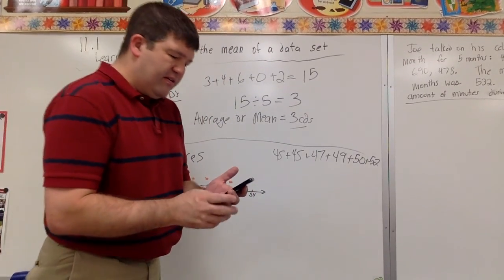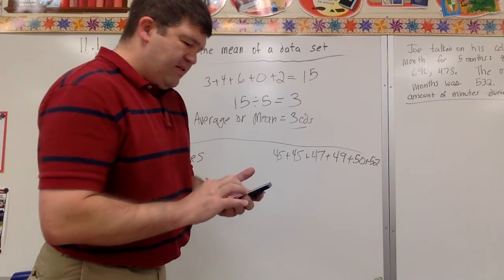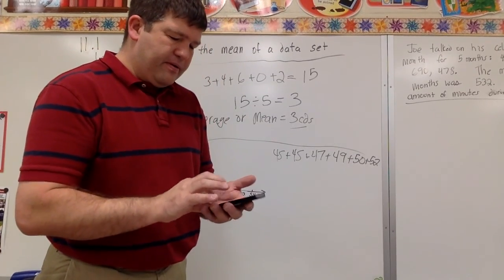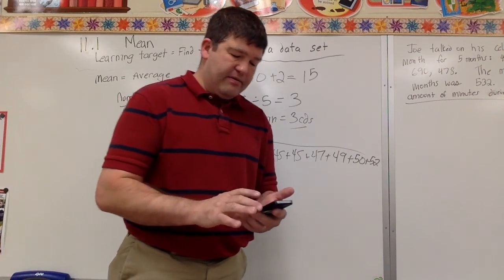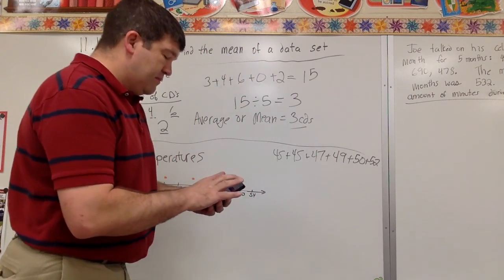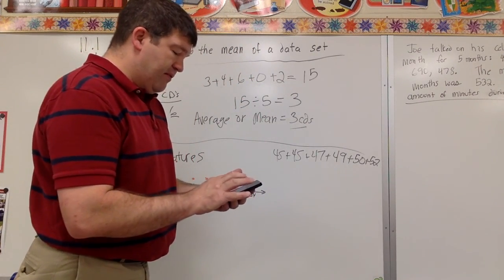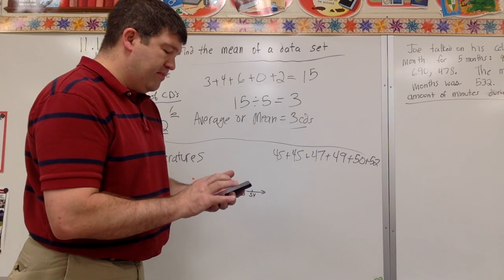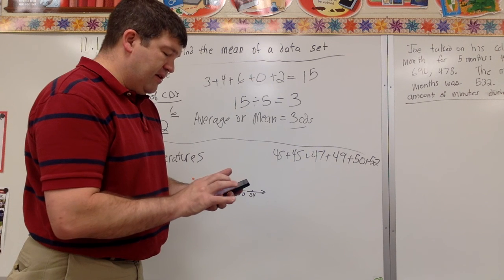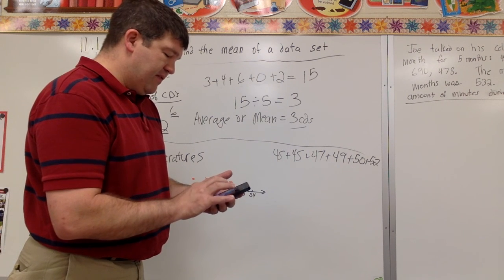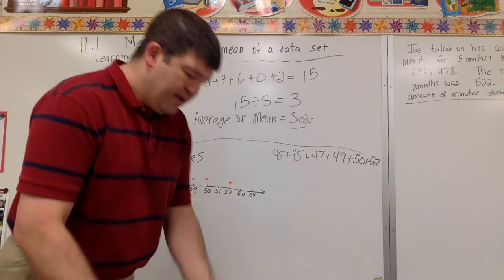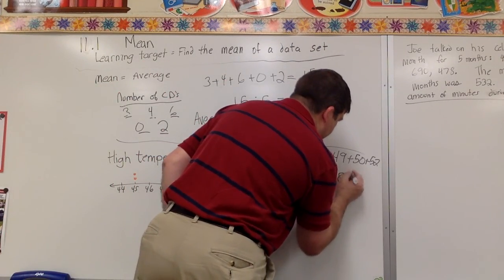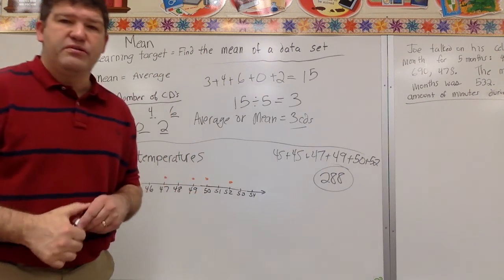Sometimes I use a calculator in this, sometimes I don't. I think I will today to save on some time. So we have 45 plus 45 plus 47 plus 49 plus 50 plus 52. And that gets me 288. My total is 288.